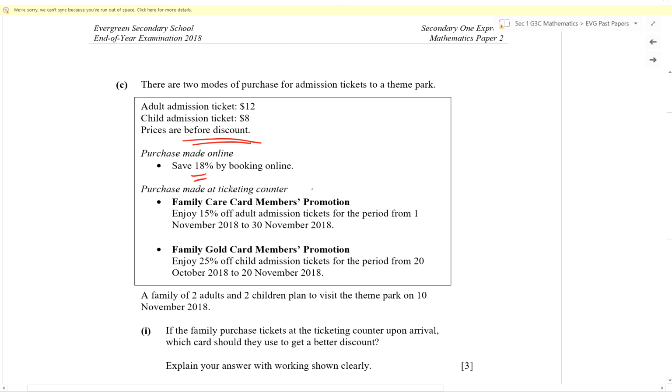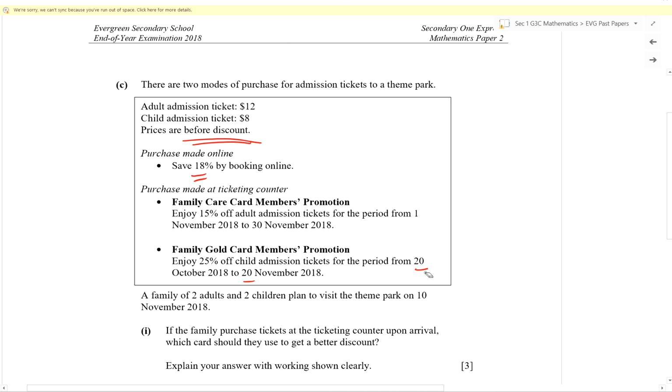So there's a promotion. Oh, if you have a family care card, then you enjoy 15% off the adult admission ticket. Oh, but there's a catch. 1st November to 30th November only. What if you don't have this card? What if you have the family gold card? There is 25% off the child admission ticket. Wow, sounds better. 25% off the child. Oh, but if you look at the previous one, it's 15% off the adult. Okay, so we will need to do some calculations, and this is only applicable from 20th October to 20th November.